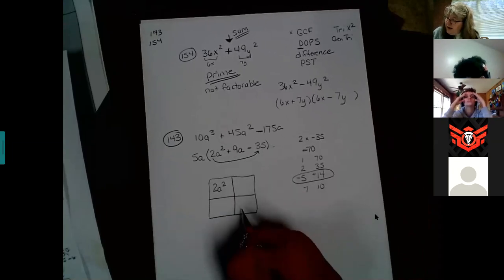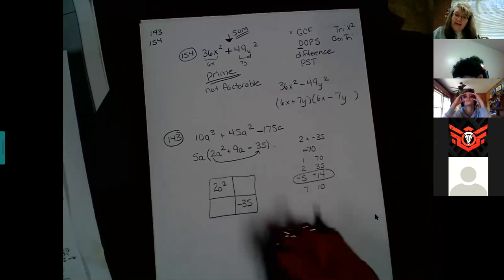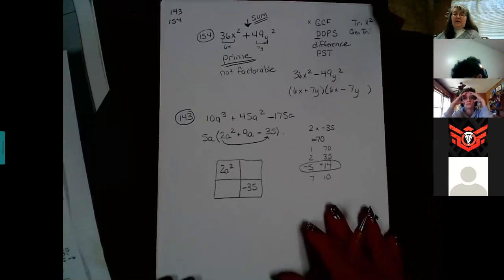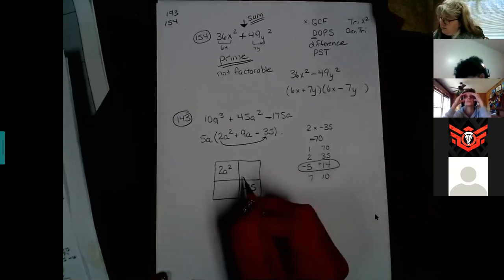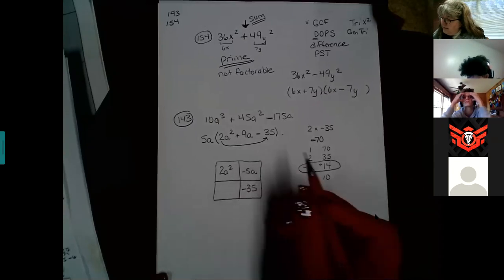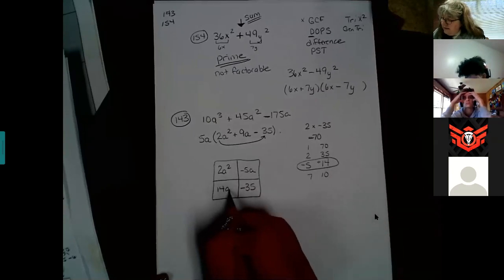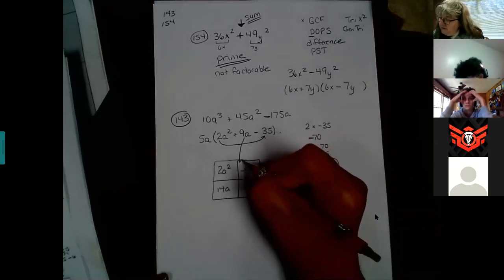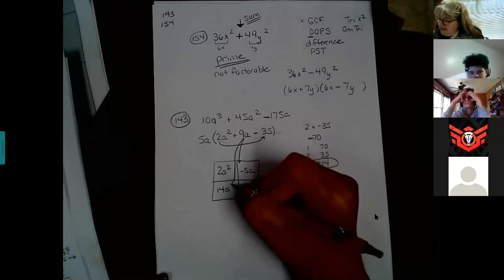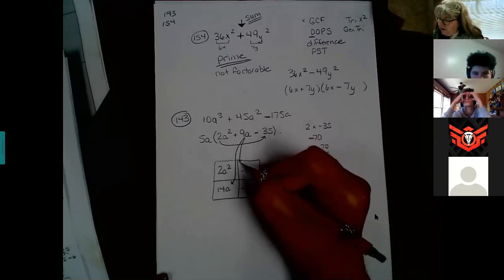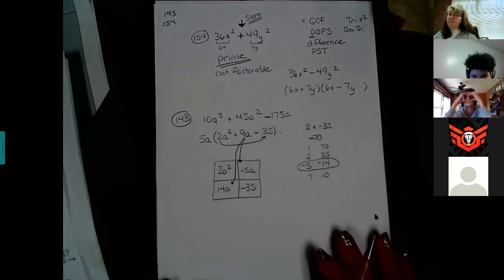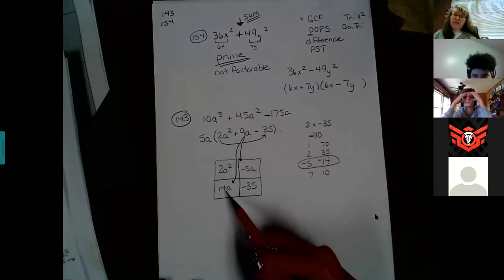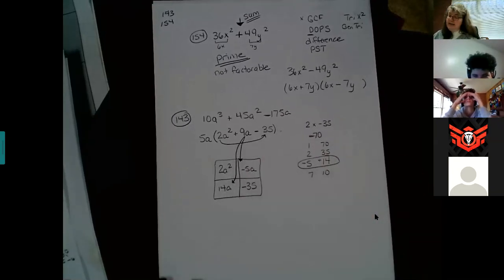And there is a prescribed order for the first and the last. They have to go there. Then these two can go in either one, and you add an A to them. Guys, what you're doing is you're breaking the middle term down into two pieces. So 14a plus negative 5a makes 9a. And now we do GCF 4 times.